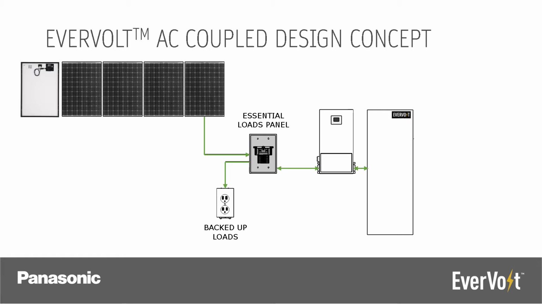Now when the grid goes down, these power flows are still happening, and the challenge becomes if the PV power from that array is greater than what is needed by either the batteries or the backed up loads, that power has nowhere to go, so the system has to trip.